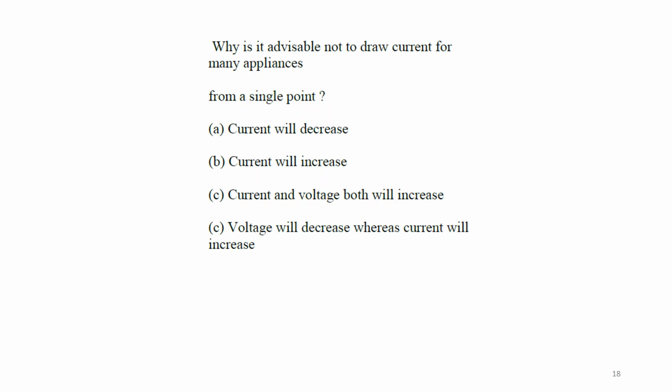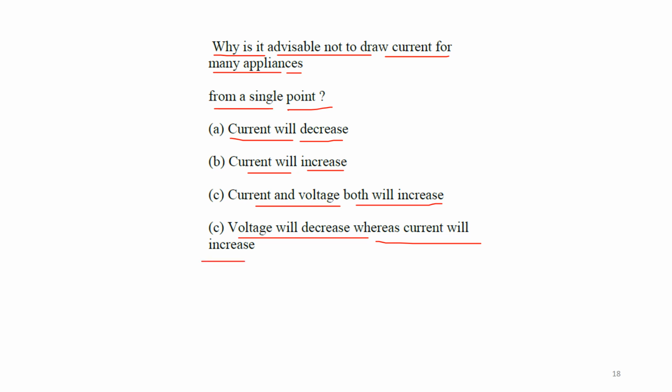Next question, why is it advisable not to draw current from many appliances from a single point? Okay, because current will decrease, current will increase, current and voltage both will increase, voltage will decrease while current will increase.